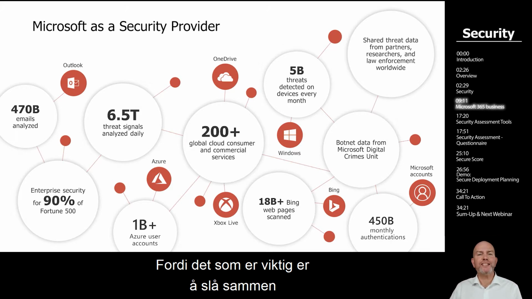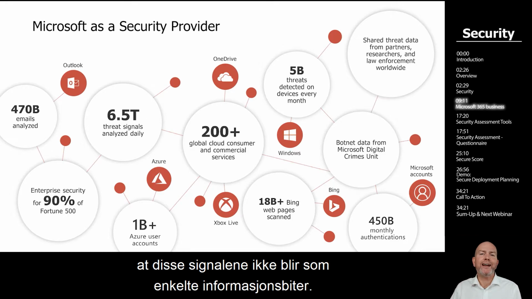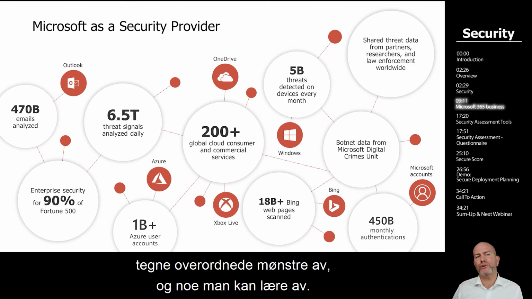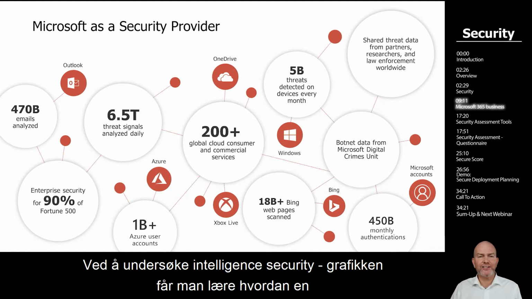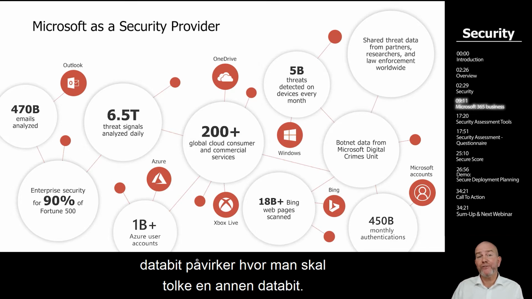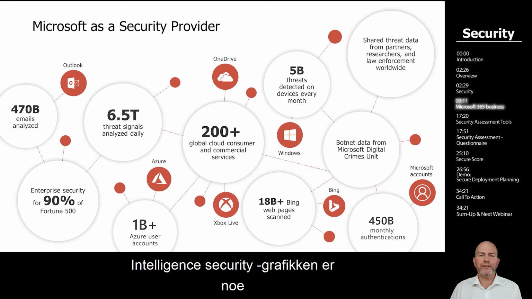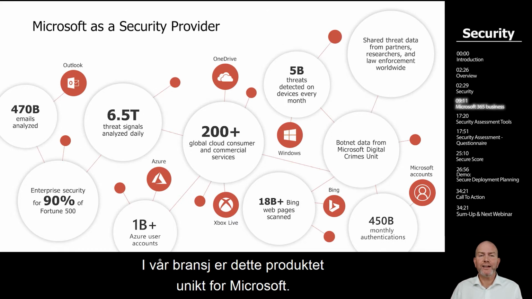Because what's important is connecting these pieces of intelligence so that these signals don't end up as individual points of information. The graph brings them together as something you can draw patterns across and you can learn from. From studying the Intelligence Security Graph, you can learn how one point of data influences how you interpret another point of data. The Intelligence Security Graph is something that we are highly invested in at Microsoft, and in our industry, this product is unique for Microsoft.